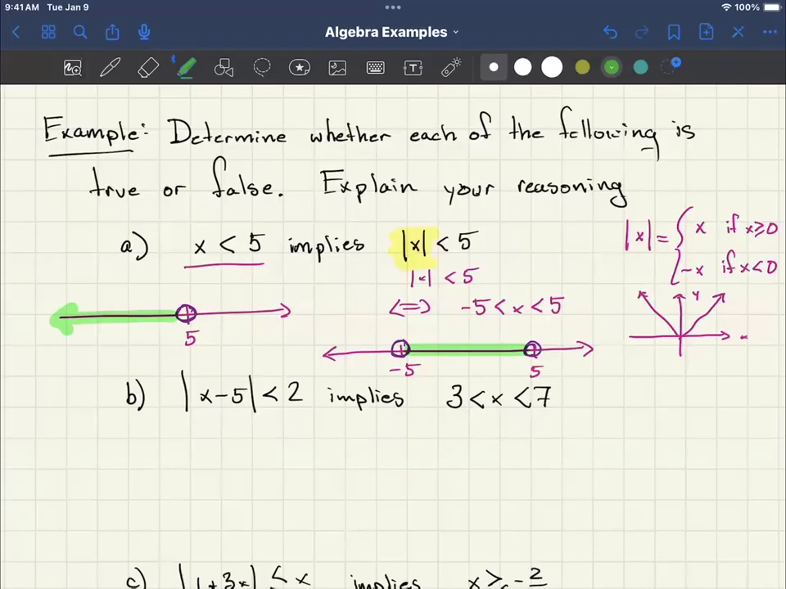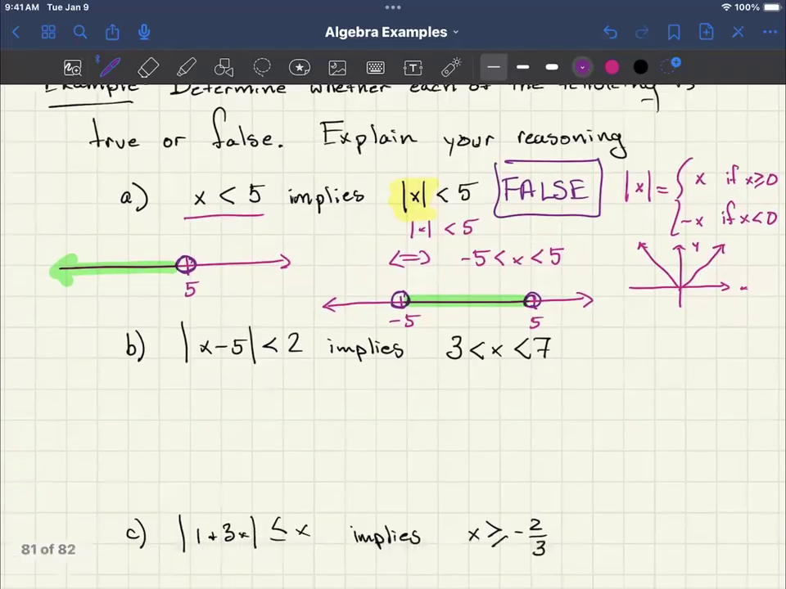And as we can see, the two are not the same. One of them is going to give us a lot more numbers, this first one, than the second one. So this particular claim is false. It is not true. Let's go on to our second example here.